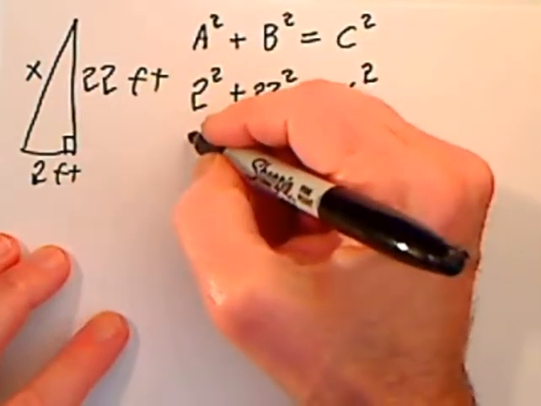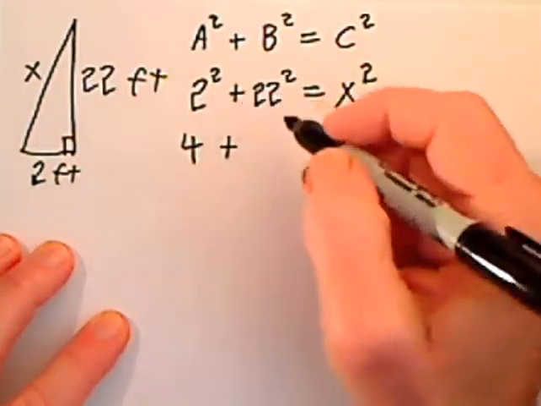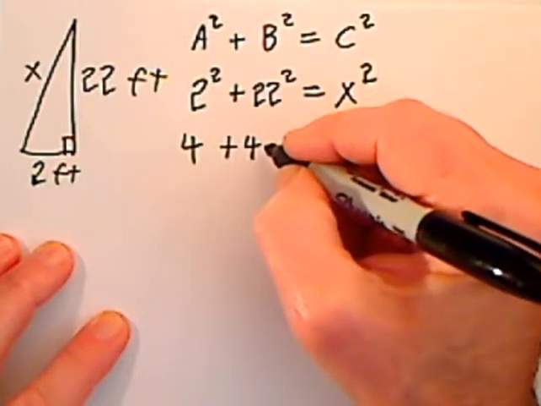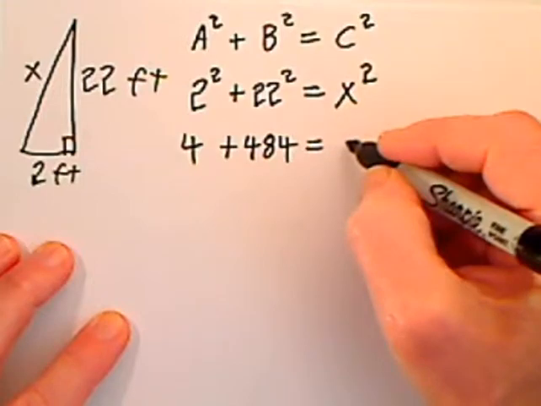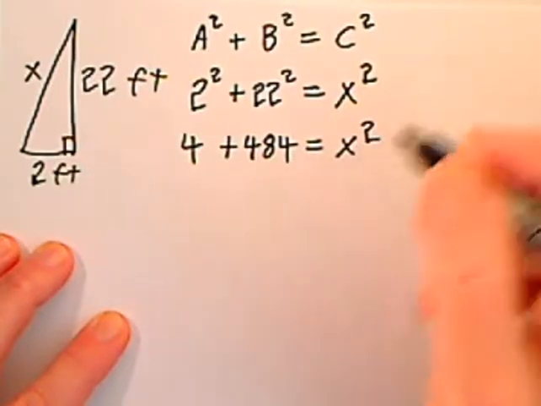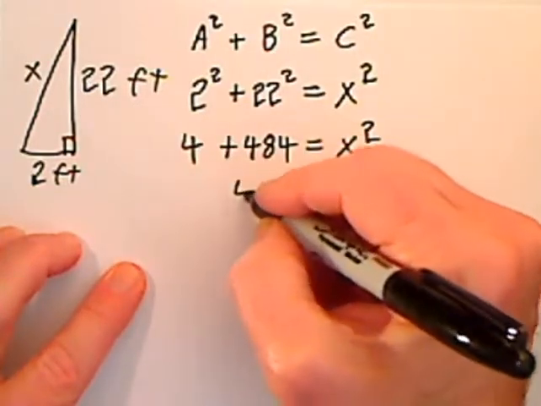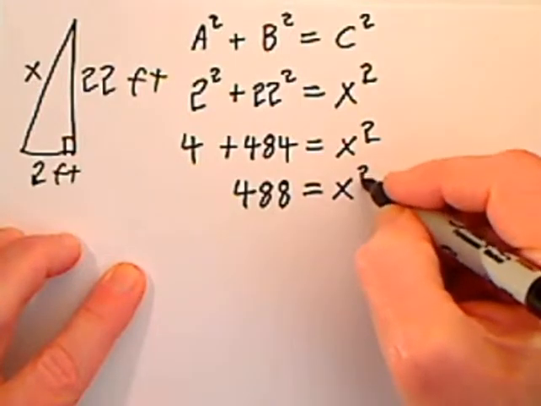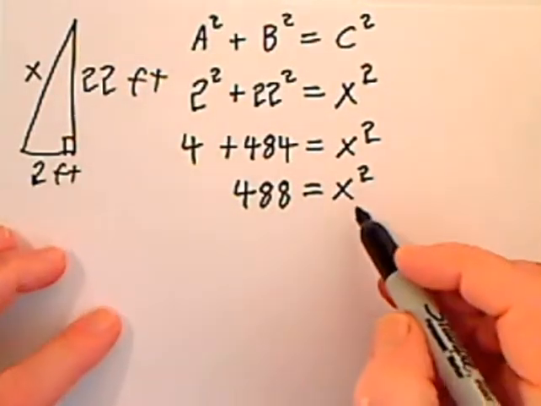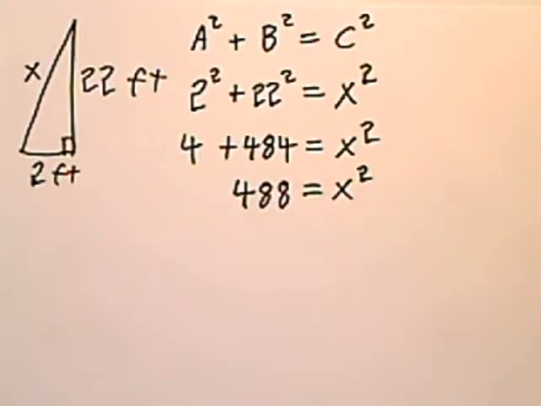So 2 squared, we'll make fast work of that. 22 squared is going to be 484, and then we can combine these, so we get 488. And again, in class or on a test, you're not going to have a calculator, so all you can do is try to simplify that 488.